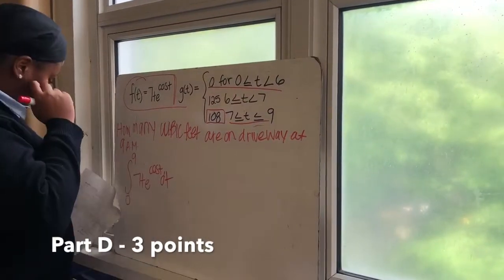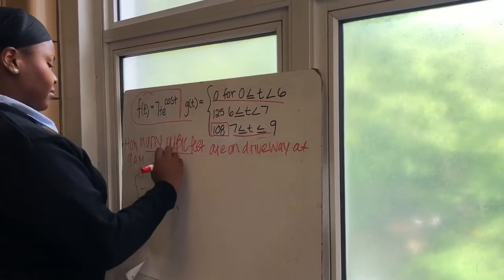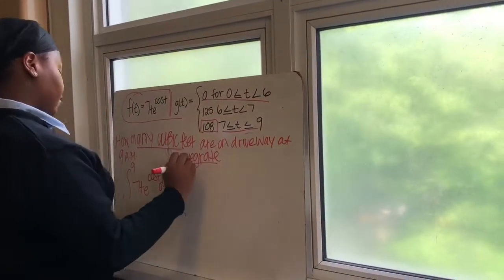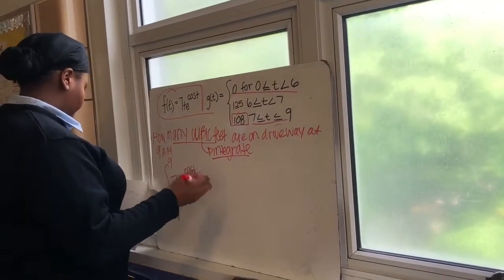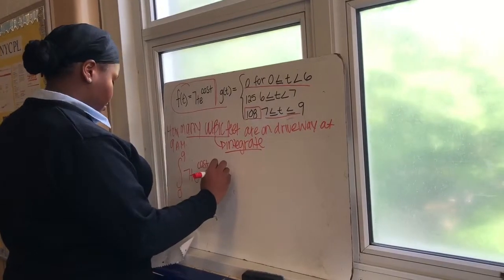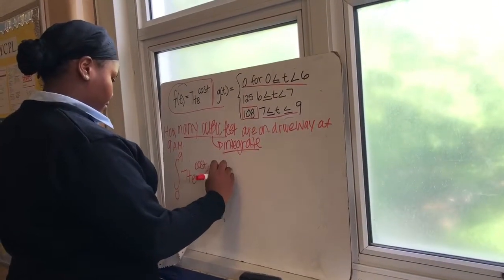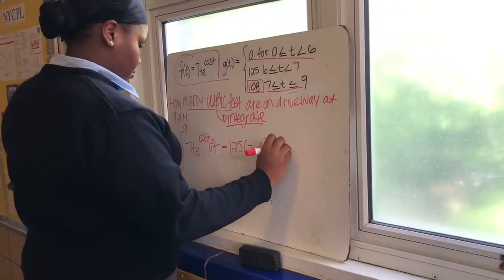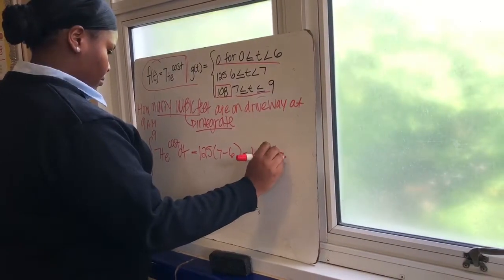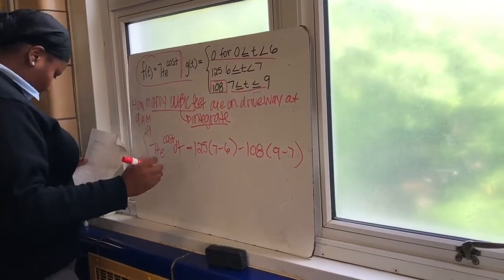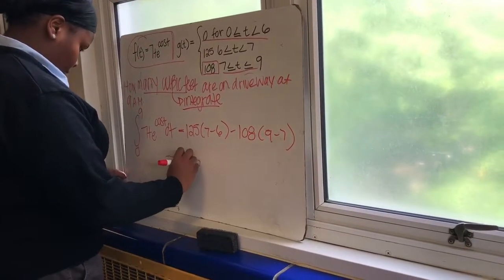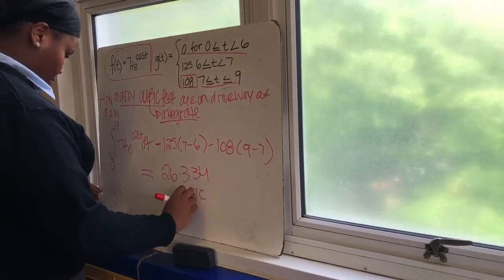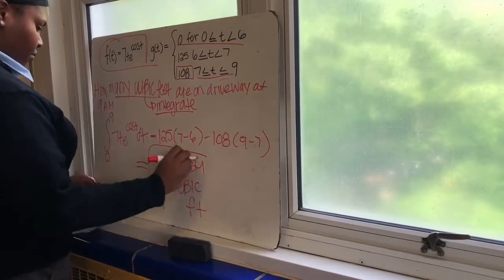Part D is asking how many cubic feet of snow are on the driveway at 9 a.m. So in order to do this, they're asking for an amount, so we have to take the integral, which is something you need to know how to do for this problem. So basically, the bounds for this are 0 to 9. So they're asking 0 to 6, 6 to 7, and 7 to 9. As you can see, I did 125 times 7 minus 6, and then minus 108 times 9 minus 7, which is 26.334 cubic feet.